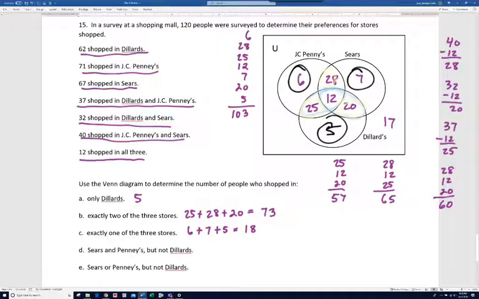Letter D, Sears and Penny's but not Dillard's. So Sears and Penny's, the overlap would be here, but throwing out the people that were in the Dillard's circle, that would be these 12, we get 28.